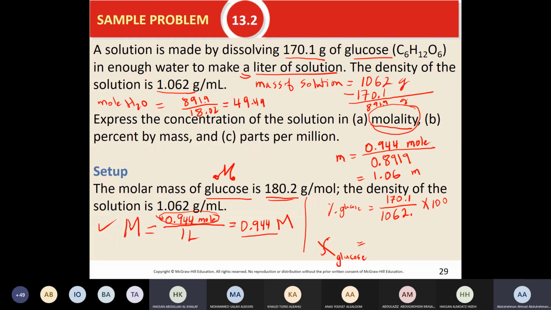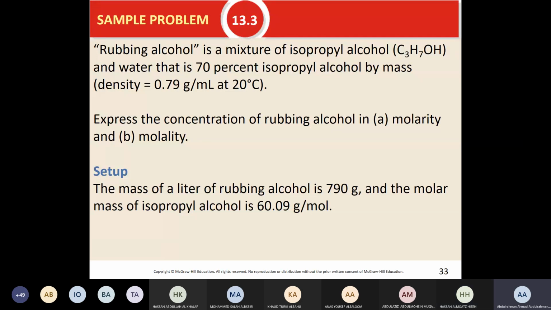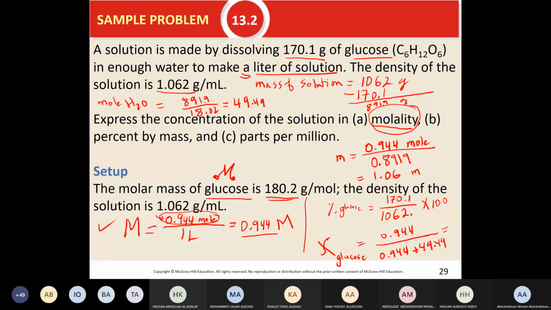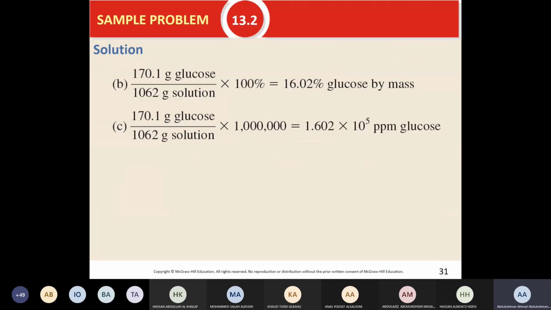So what's the mole fraction of glucose? Divided by what? 0.944 plus 49.45. And I hope all these answers are correct. Part C, Doctor. Part C, the question part C. What's part C? Parts per million. Oh, I did not talk about it. Okay, I'll talk about it right now.